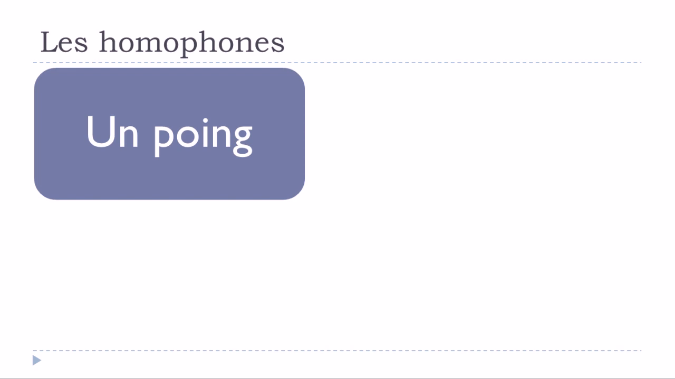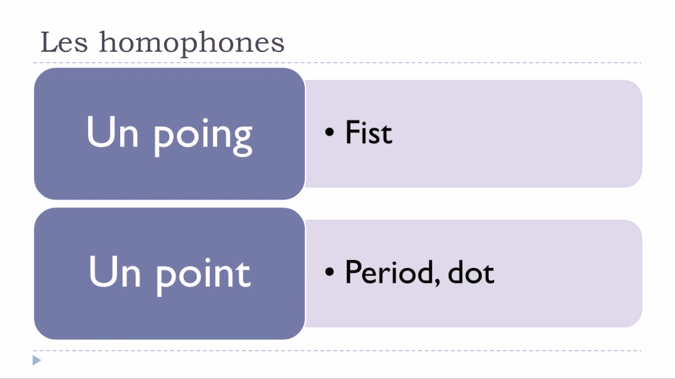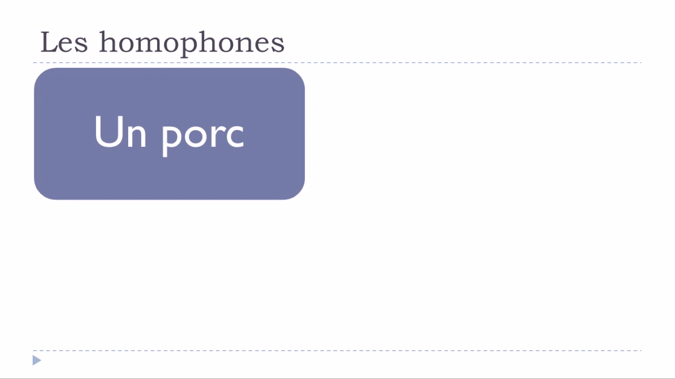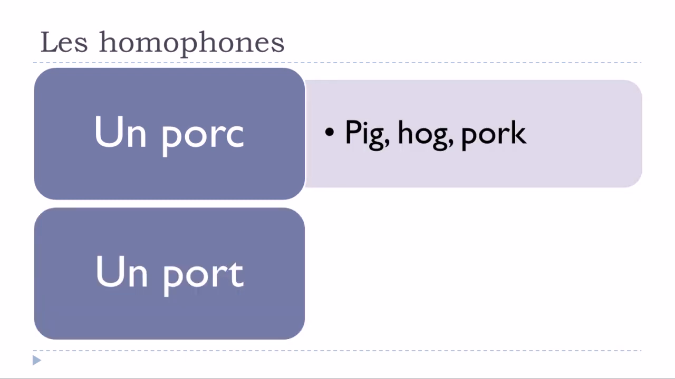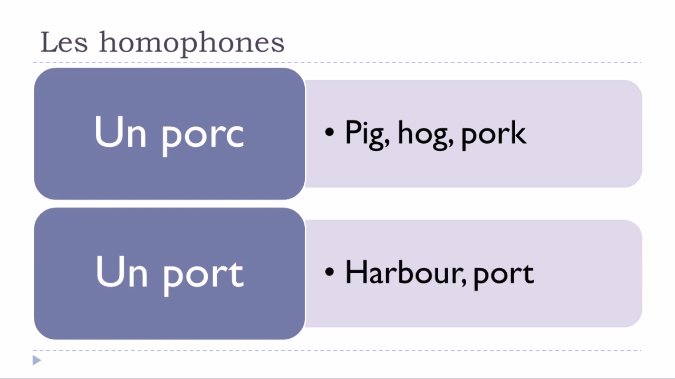Un point. Alright, so you can see that here the only difference is the final letter, but they are pronounced the same way and both of them are masculine. Un point. Un port. Okay, exactly the same thing here. Only the last letter is different. You don't pronounce it, and both of them are masculine. Un port.